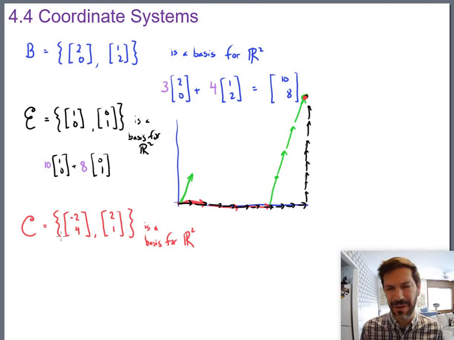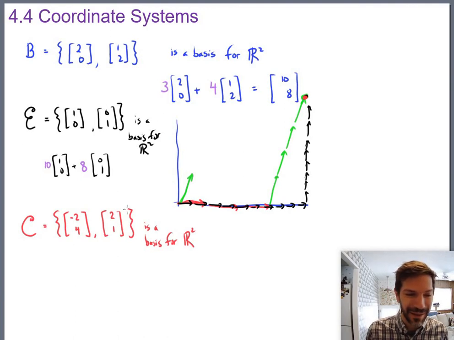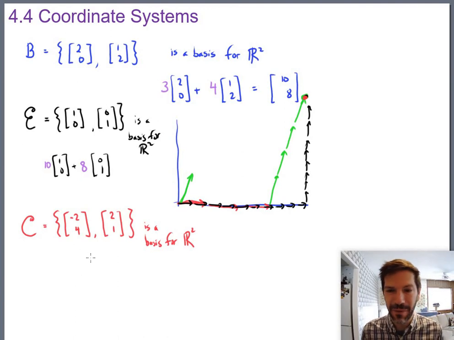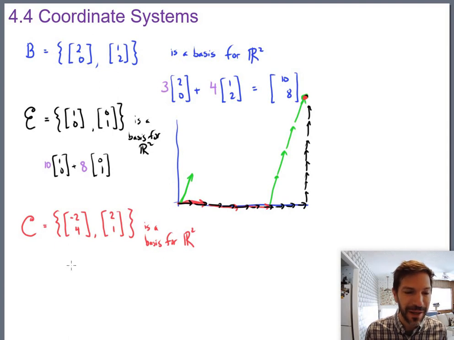So I'm going to ask you, I think you should be able to figure this out. I'm going to ask you to pause the video here for just a second, see if you can work out the coordinates in C that get you to 10, 8, and then come back and we'll do it together. All right, did you get it? Since this was an example I just made up, of course it didn't come out whole numbers, but if you didn't get it, let's walk through it together. I'm sure you got it.